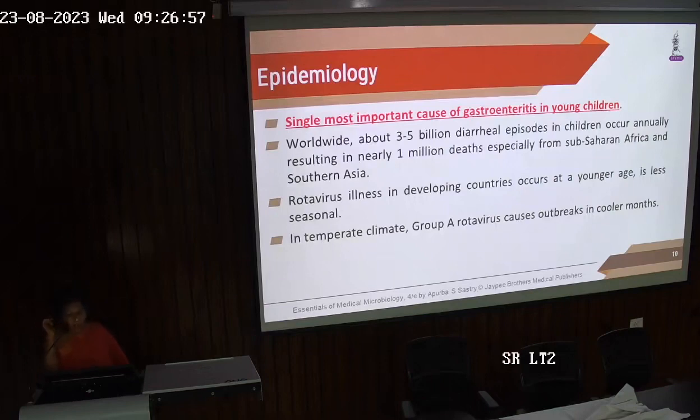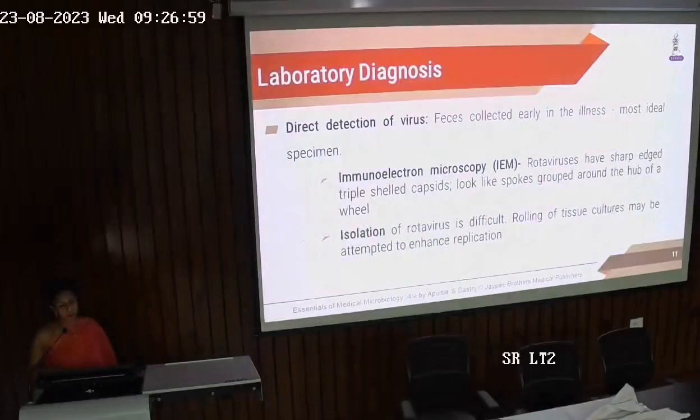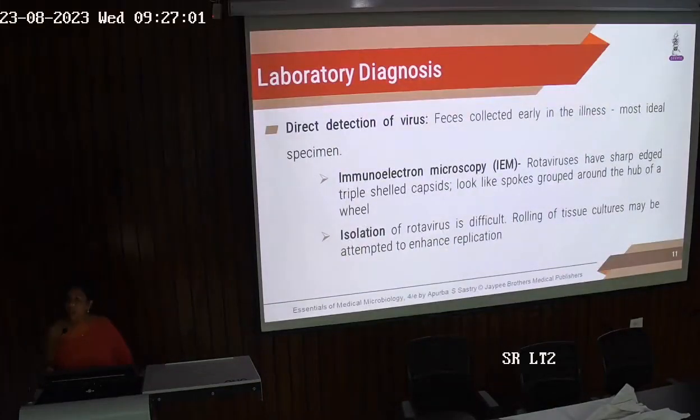It has a wheel shaped structure. So now let's come to lab diagnosis proper. So number 1 is direct detection of the virus. Feces collected early in the illness is the most ideal specimen. Immune electron microscopy will show you the typical shape of the virus.